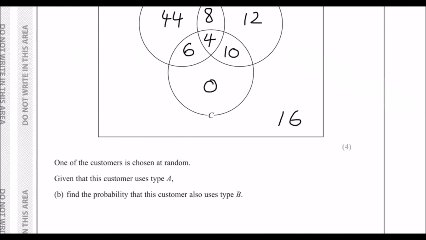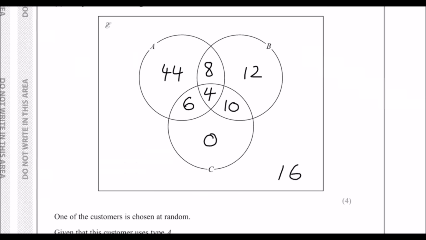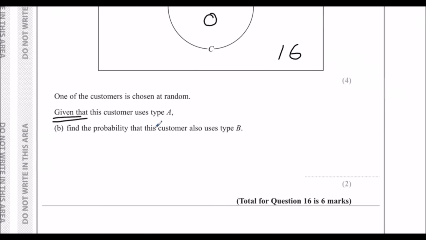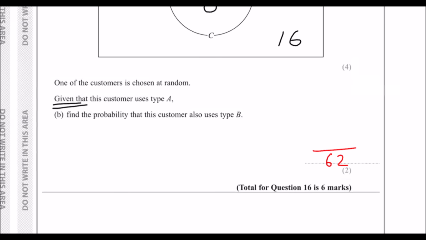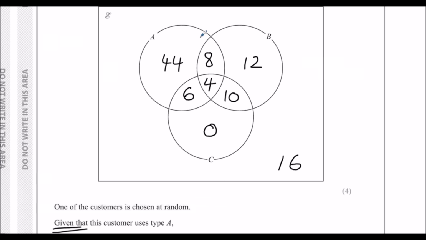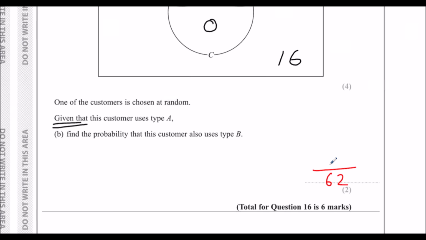One of the customers is chosen at random, given that this customer uses A, so it's only out of the A circle. We're only interested in the A circle. Find the probability that this customer also uses B. So it's out of the A circle, which is just 62 people. How many of those 62 people in the A circle use B? 12. There's 12 people in the A circle that use B. So it's 12 out of 62.